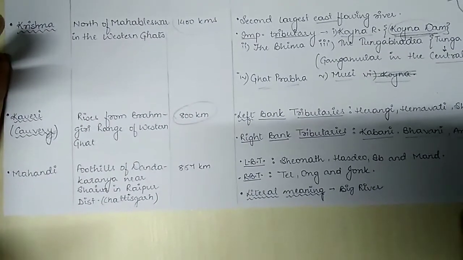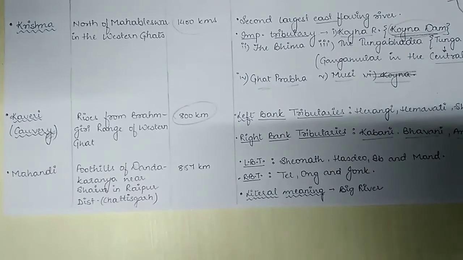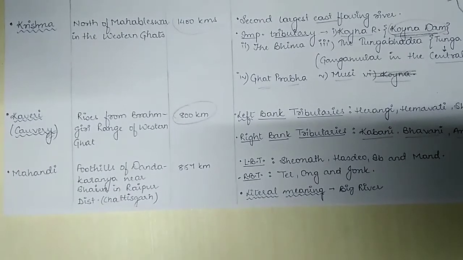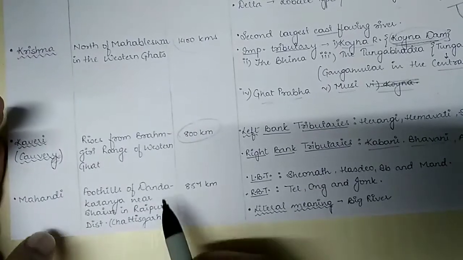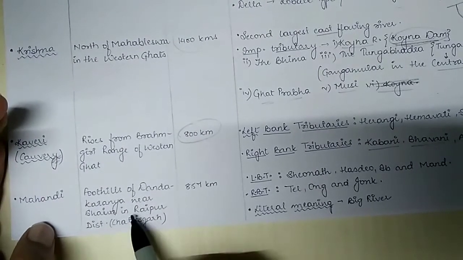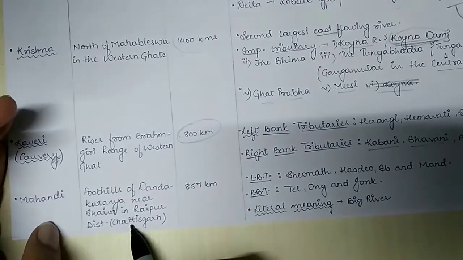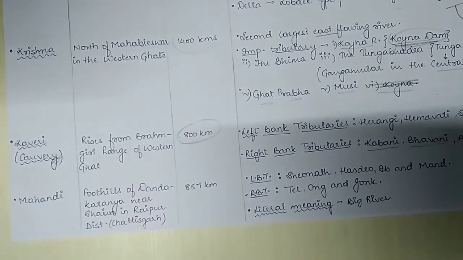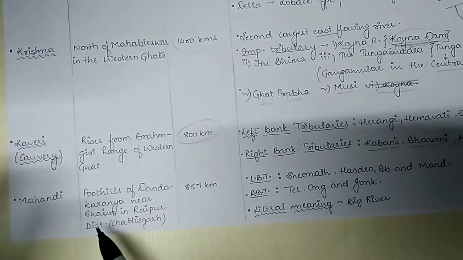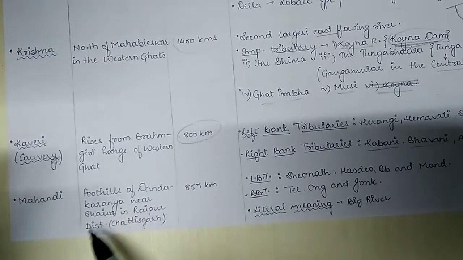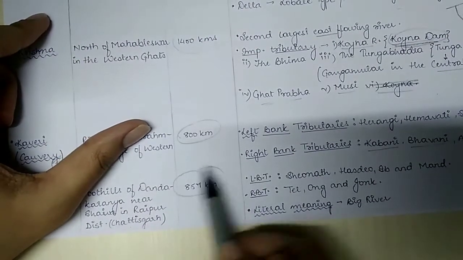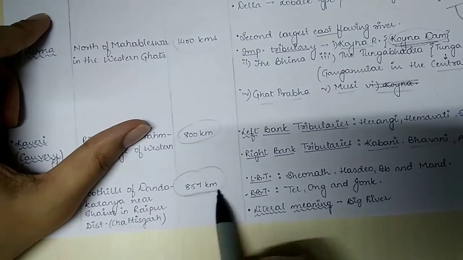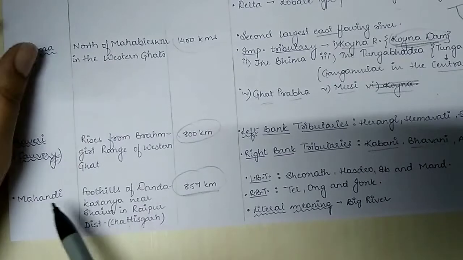Now lastly we have Mahanadi. Mahanadi literally means big river. It is an important river of peninsular India. It has its source in the foothills of Dandakaranya, near Sihawa in Raipur district of Chhattisgarh. It covers a length of 857 kilometers.